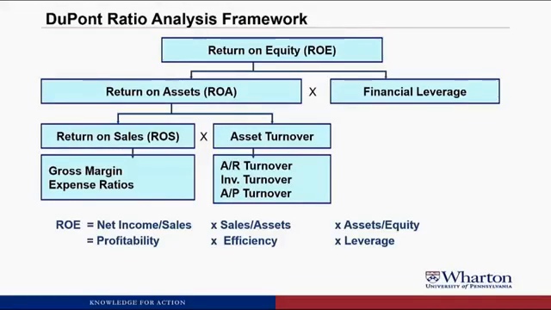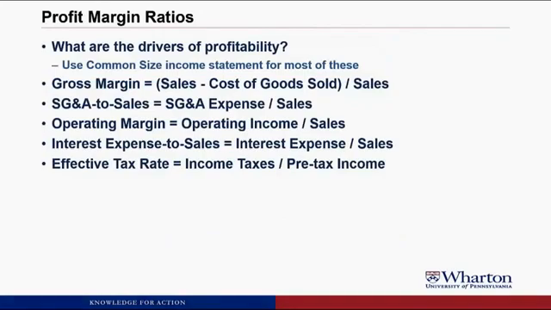Below return on sales, we have some additional ratios that'll let us drill down into profitability, things like gross margin and various expense ratios. And below asset turnover, we can look at turnover ratios for individual assets like receivables and inventory, and liabilities like accounts payable. We're going to start by looking at the profit margin ratios to try to figure out what are the drivers of Plainview's profitability. Most of these ratios are going to come straight from the common size income statement.